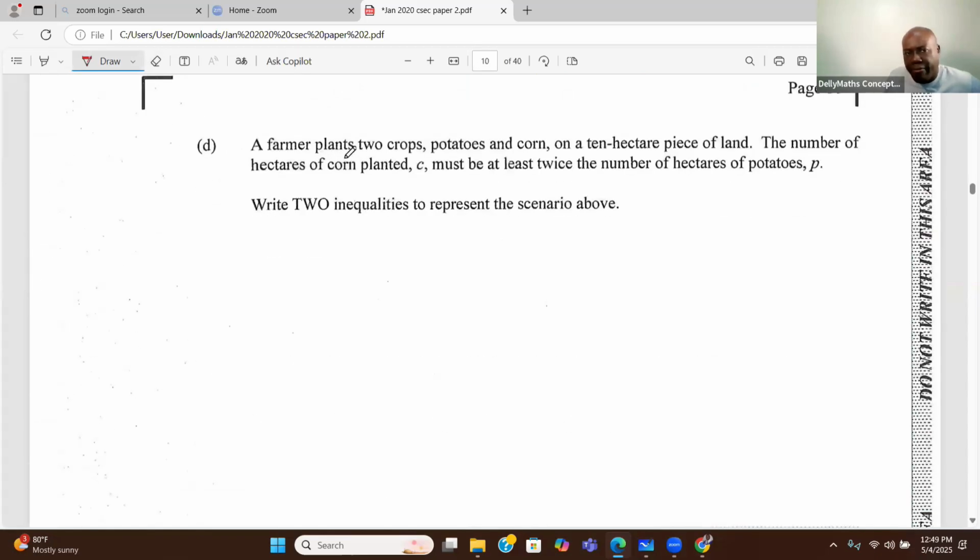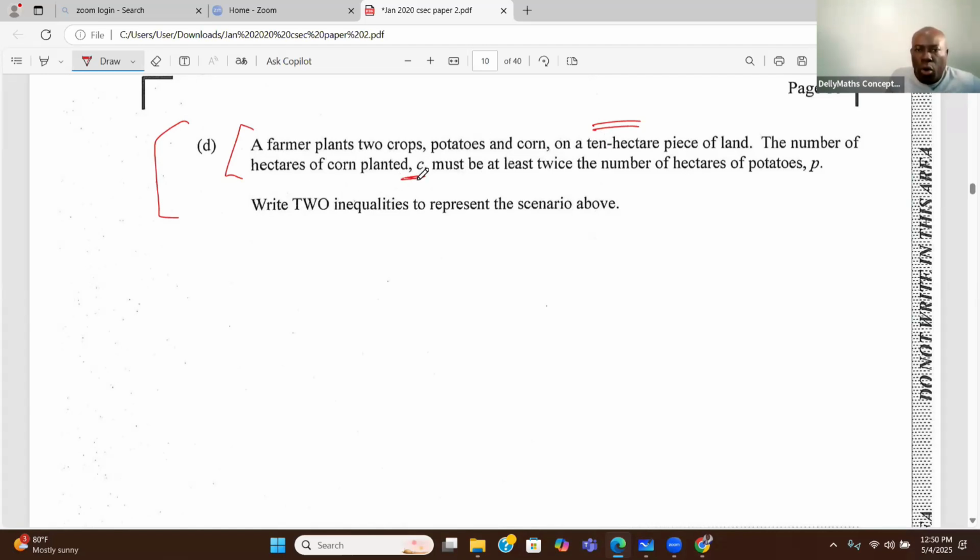All right, so this question says, a farmer plants 2 crops, potatoes and corn, on a 10 hectare piece of land. The number of hectares of corn must be at least twice. Everybody read that for yourself. Come up with 2 inequalities. I'm giving you 20 seconds to do that. 20 seconds for 2 inequalities. Quick and fast. Remember, inequalities are simple. You'll get the argument. You'll get the cases, and you look at them. They'll tell you what represents what.